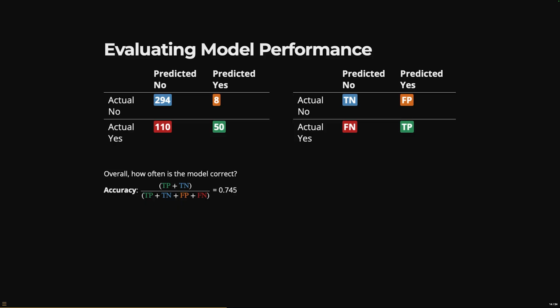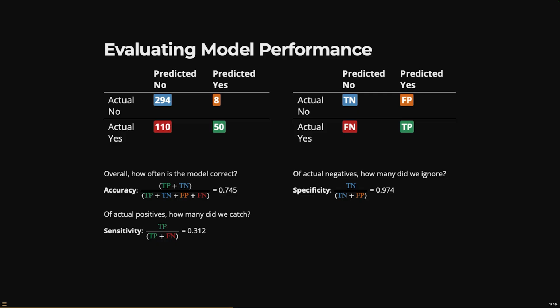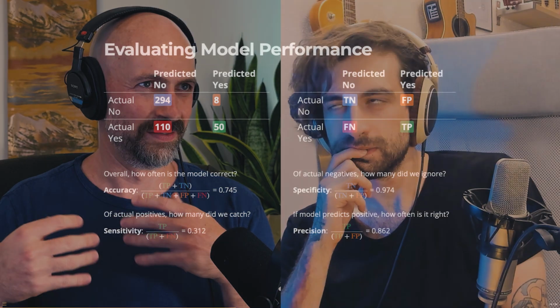We have the accuracy that we saw before, which is just everything overall. How well are we doing? Then we have one called sensitivity, which is, of the actual positives, how many of those did we get? Then we have something called specificity, which is, of the actual negatives, how many are we saying are actually negative? And then we have something called precision, where if the model predicts that it's a positive or a yes, how often is it correct? So don't worry about that. These are just different metrics we have to evaluate the model.